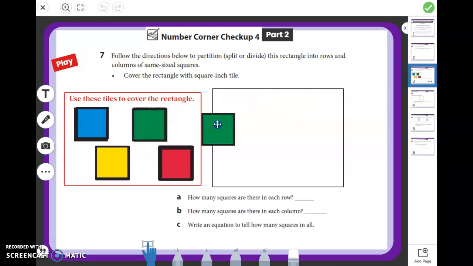Remember, when you use the rectangles, make sure that they are touching but not overlapping to fill up this whole rectangle with tiles. Once you've filled up the rectangle with your tiles, letter A says how many squares are there in each row? Letter B says how many squares are there in each column? And letter C says write an equation to tell how many squares in all. You can write your equation down here.